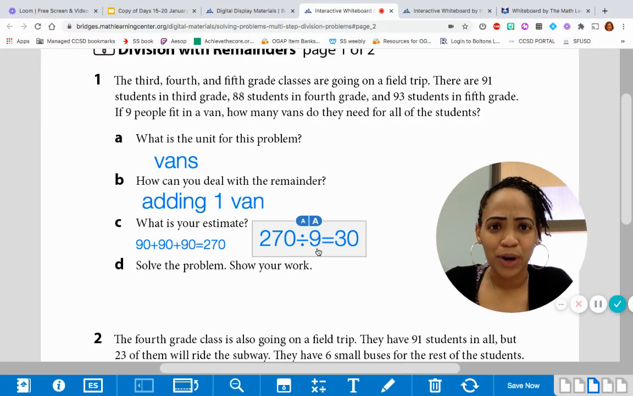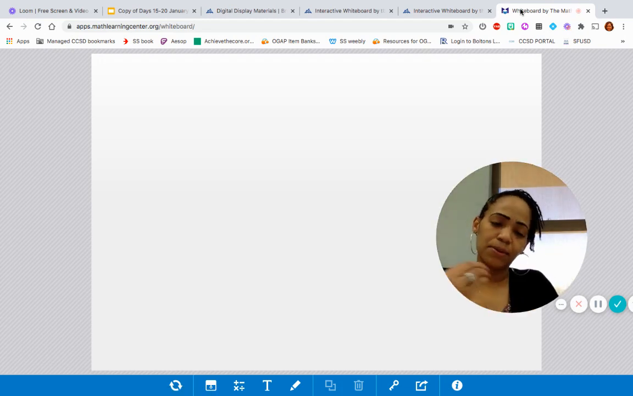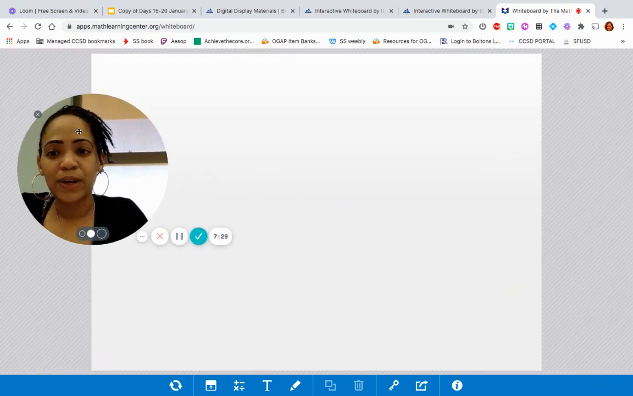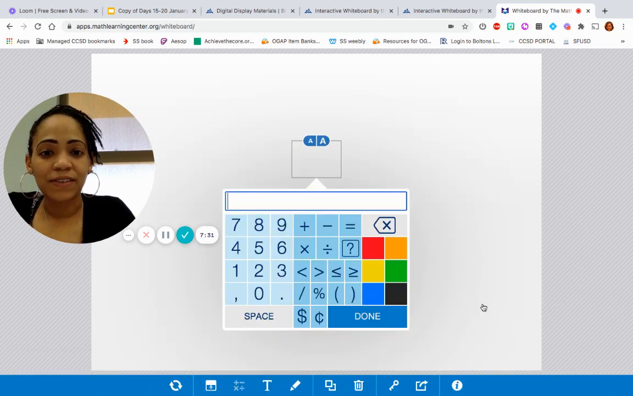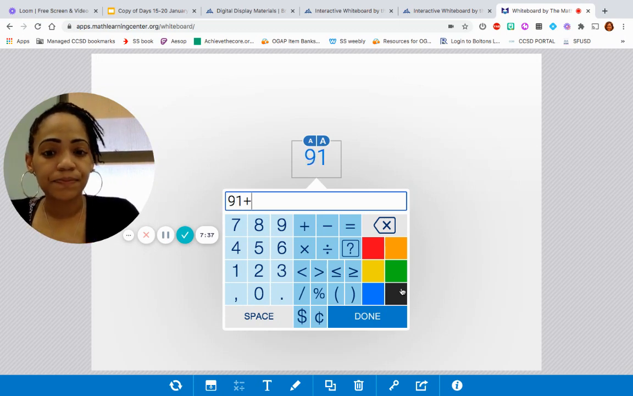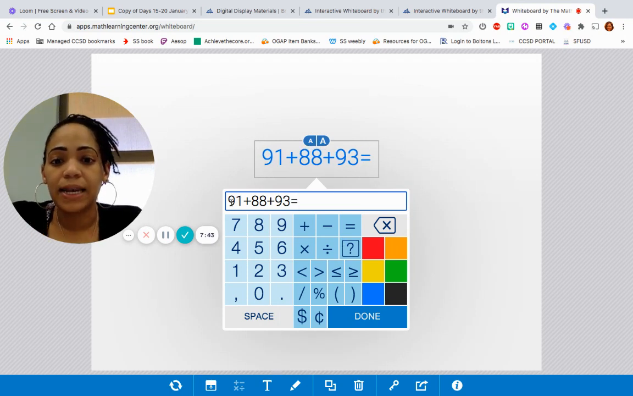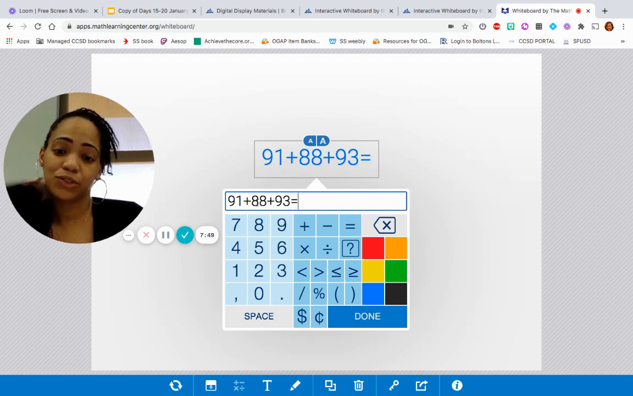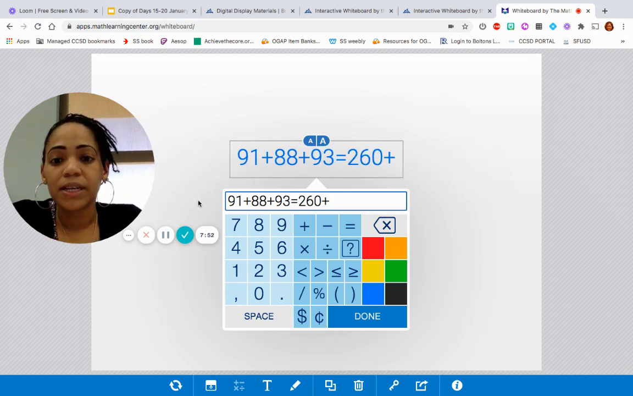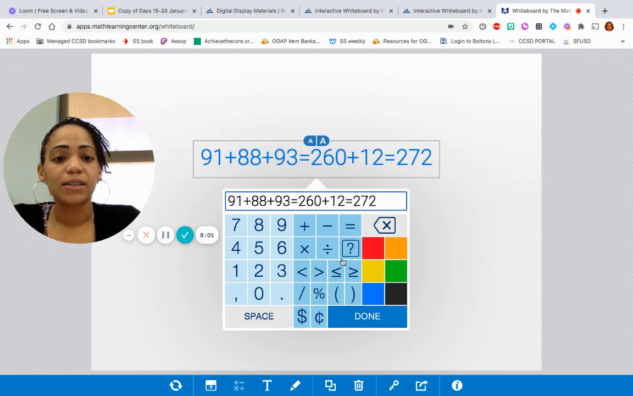Now we need to actually do the work. Figure out if our estimate is indeed correct. So if you have scratch paper or room in your book, I want you to do the work with me. And when we do the work, we need to actually figure out the real deal total, okay? So we had 91, we had 88, and we had 93. Let's add it. We got 90 plus 90 is 180, plus 80 would be 260, plus we have 1 plus 8 is 9, plus 3 is 12. So 260 plus 12 is 272.